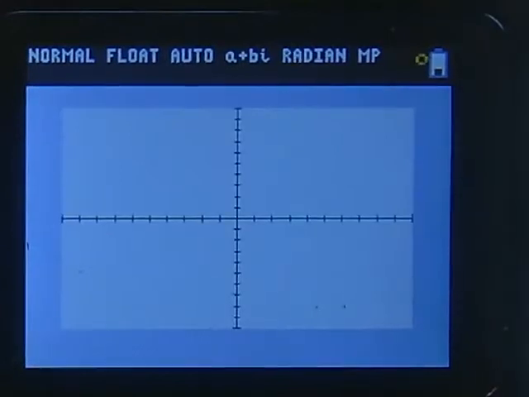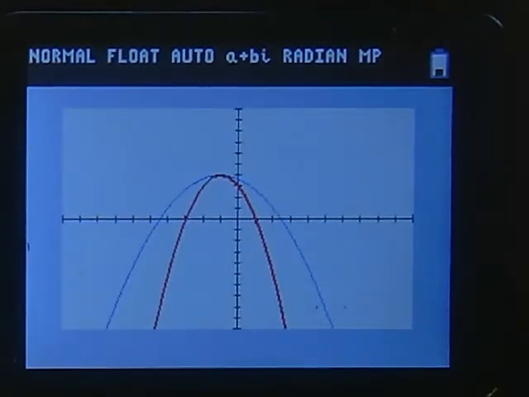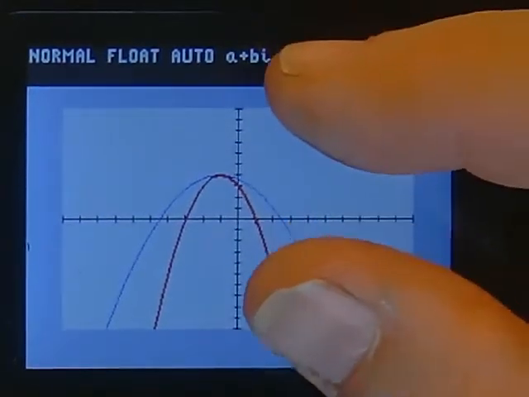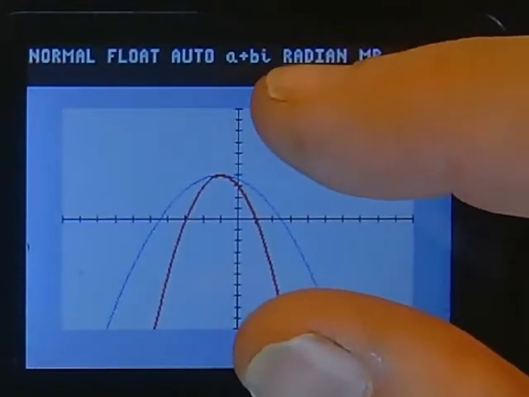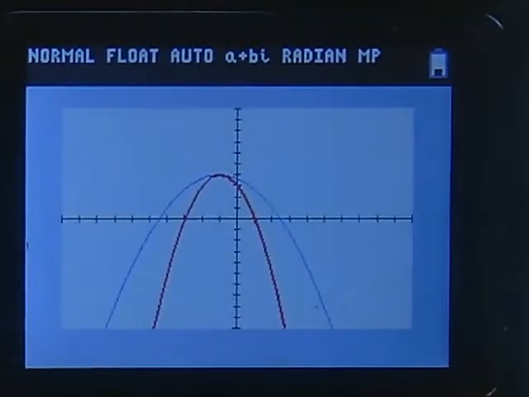And do it again, okay? There's our graph, and this is showing that right there, same vertex, but the blue graph has been flattened out a little bit, and that's because of that a value, which is less than 1. A common fraction is going to cause the graph to flatten this way. It's going to squeeze it. A number bigger than 1 is going to cause it to stretch it vertically.